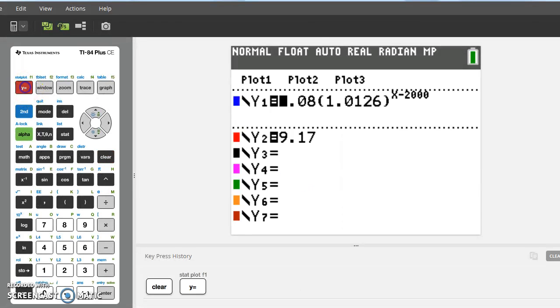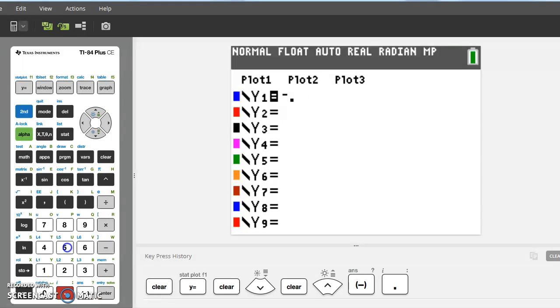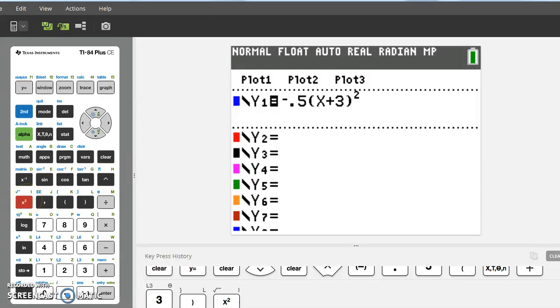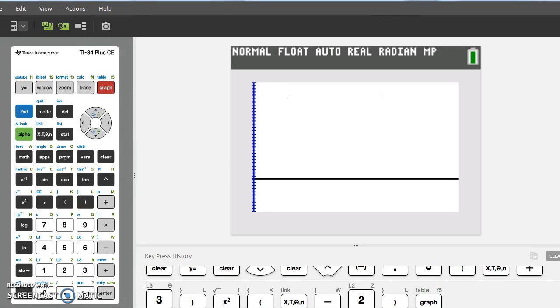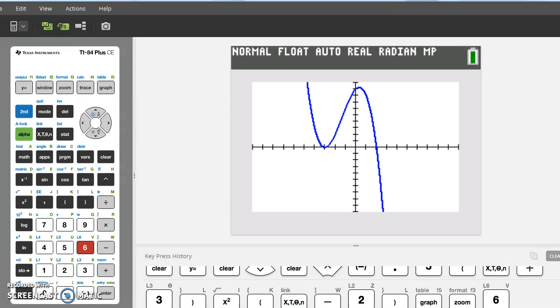So I'm going to go to y equals, and I'm going to type in the equation that I have. Now if you don't have a graphing calculator, Desmos might be a good idea for you, so try it on Desmos. So we have x plus 3, close it up, squared, and then we have x minus 2 in parentheses. And we're going to go ahead and graph this. I'm going to do zoom 6 just to get a 10 by 10 screen. So here's our equation. This is what it looks like.